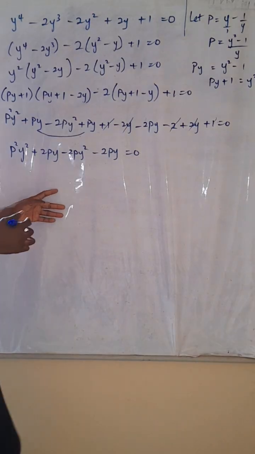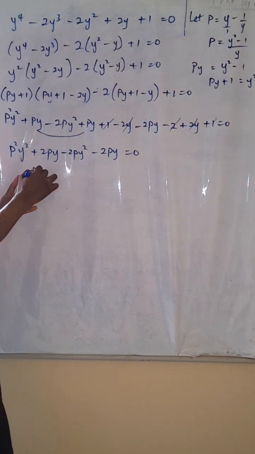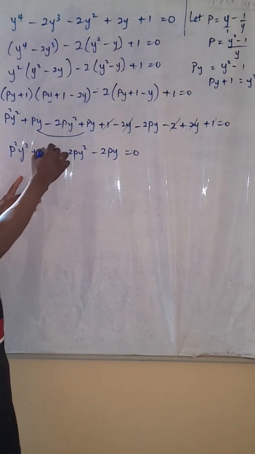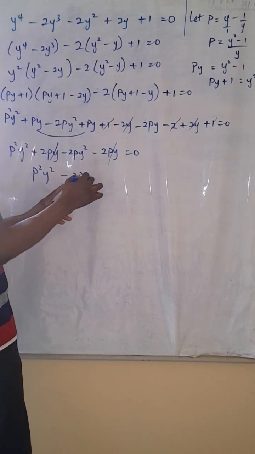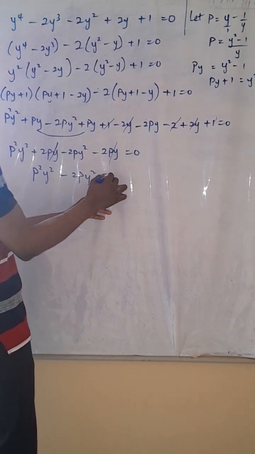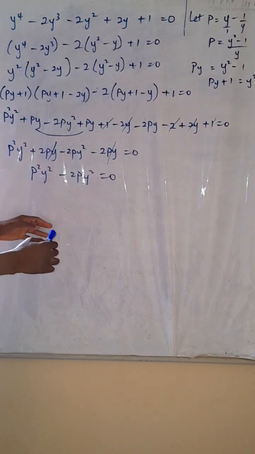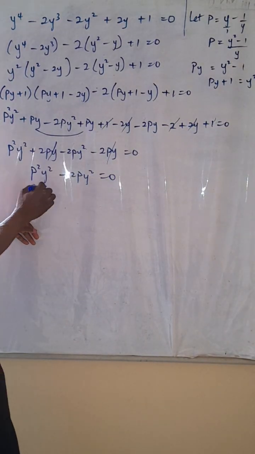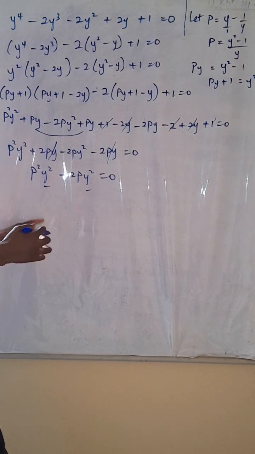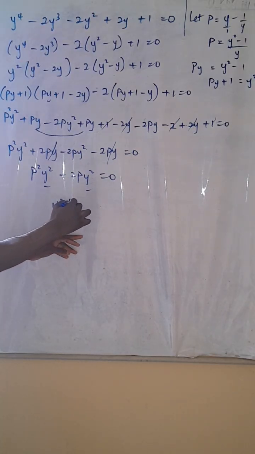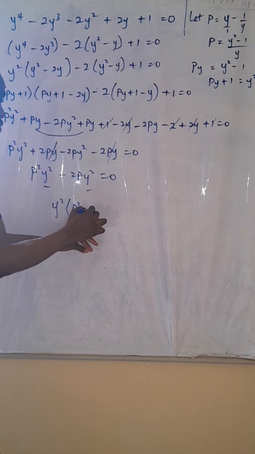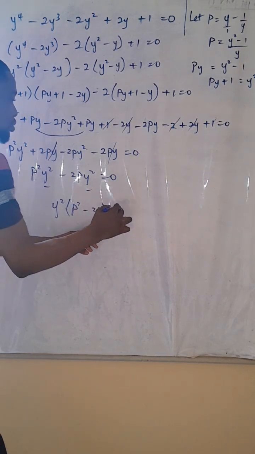So at this point I have what? P squared y squared. I believe this also cancels out. What remains? Minus 2py squared all equals to 0. From here, let's factorize. So y squared comes out. What remains? P squared minus 2p all equals to 0.